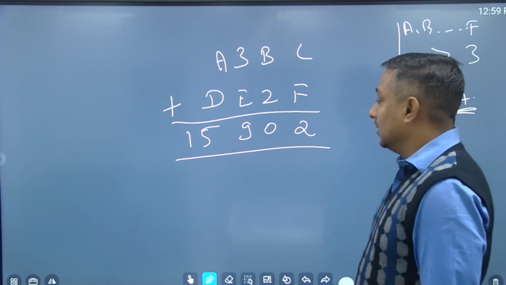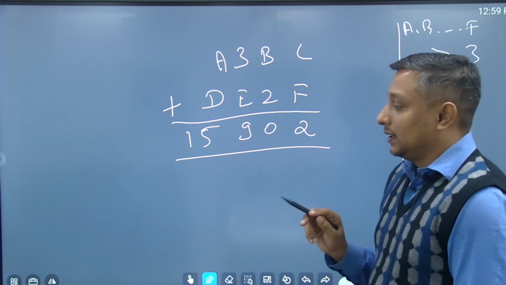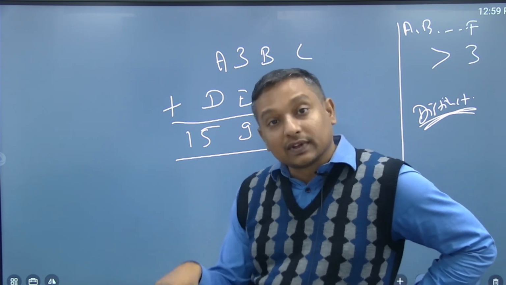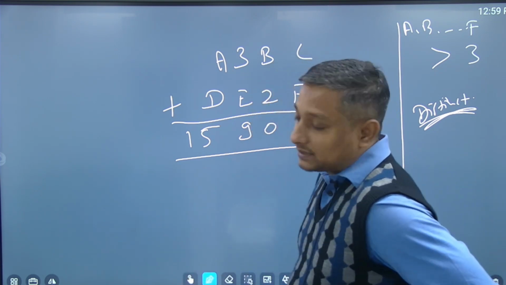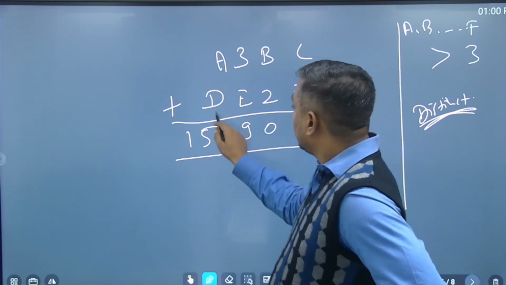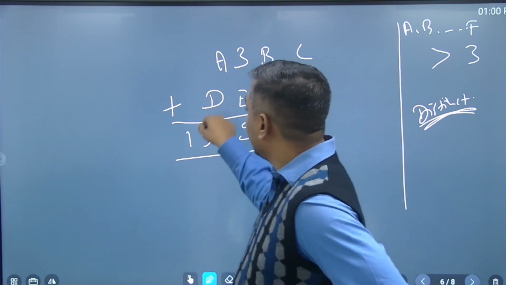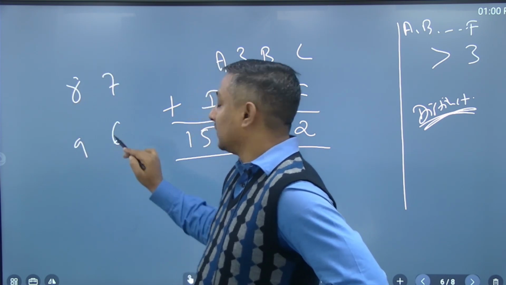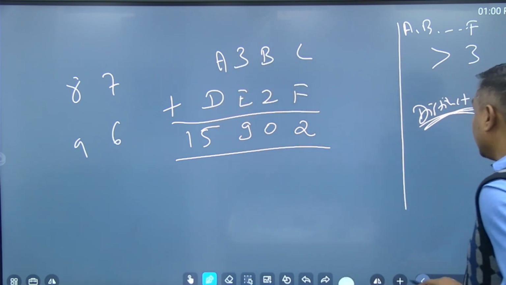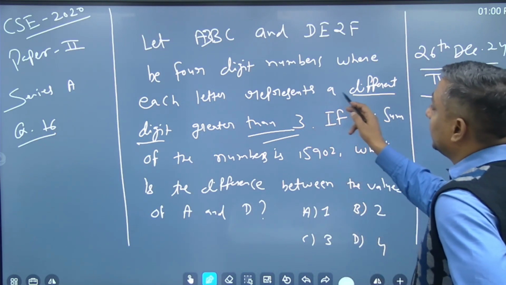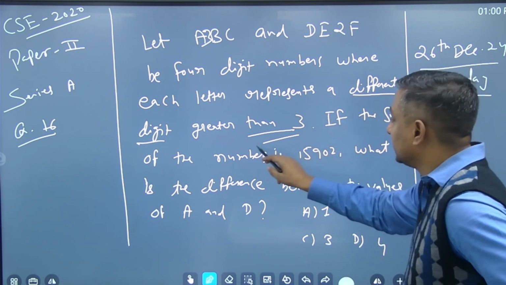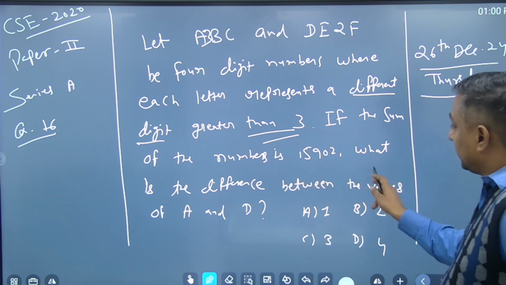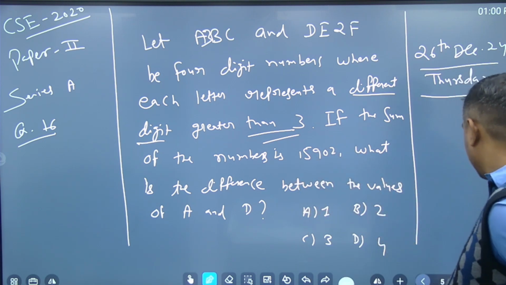Now you see, I am putting it in a very simple way. I am not getting into the complication that books go into. How does a student start thinking? What can the values be for 15? They are in an adding relation. Either 8 and 7 make 15 or 9 and 6 make 15. They all represent single digit numbers, different digits greater than 3. If the sum is this, what is the difference between the values?